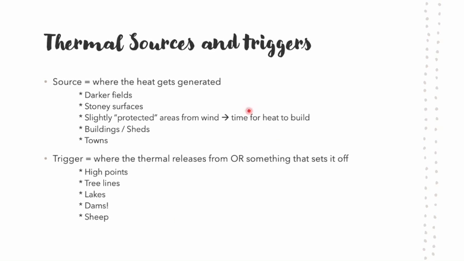Then a couple of sources and triggers that you can look out for. Again, we've focused on the ones that we look at for mostly flying from Bakewell in the flatlands. So a source is where the heat gets generated. The big one is obviously darker fields. So anywhere the fields are plowed and everything around is green fields, the darker fields generate more heat.